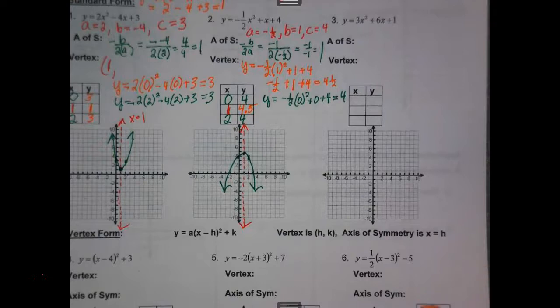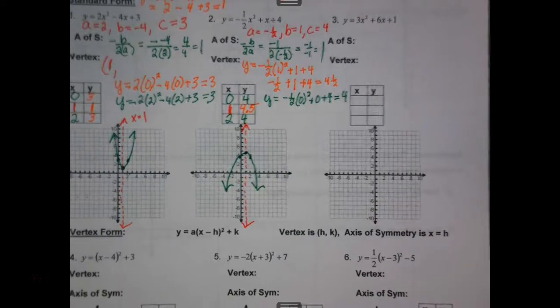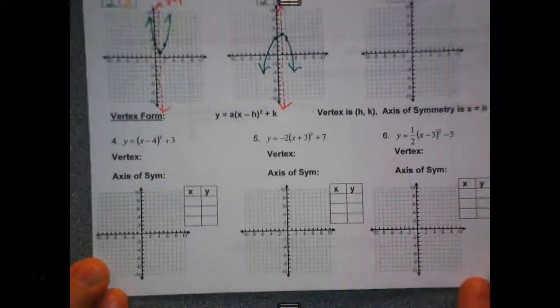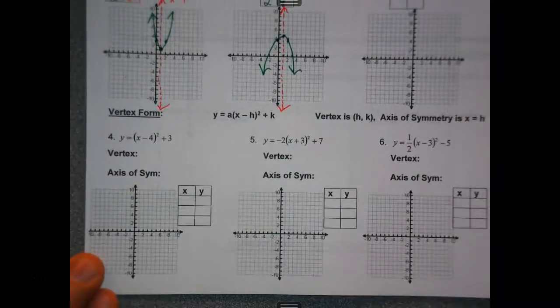Okay? Now in Algebra 2, now that you're grown young women and men, and I use that term loosely, we're going to do this in vertex form.